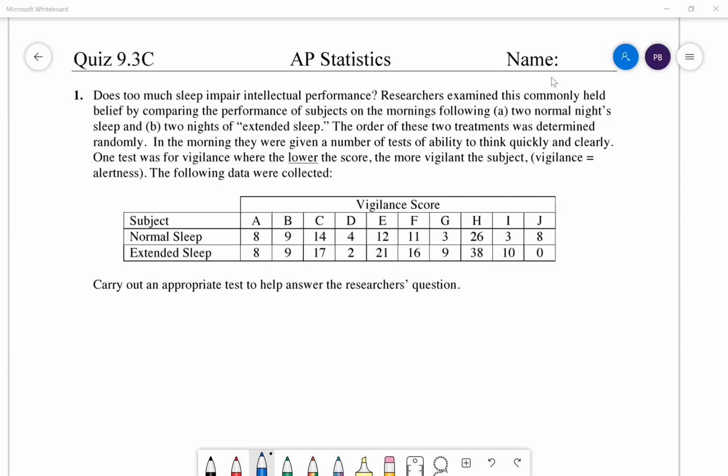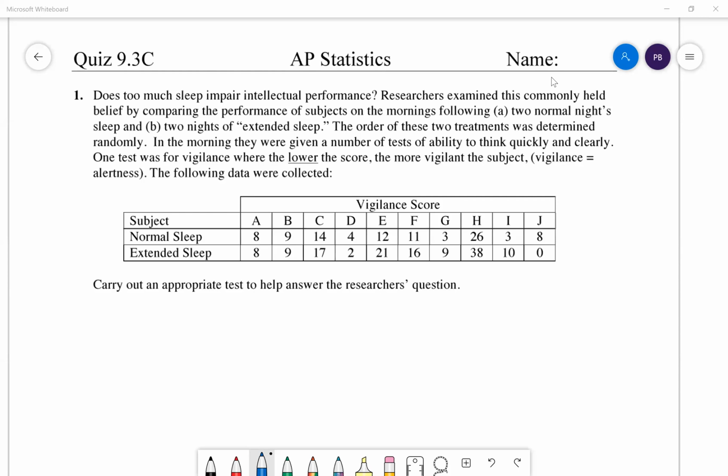So this is an example of a paired t-test, and this problem is on the last page of today's handout, page 6. It says, does too much sleep impair intellectual performance? Researchers examined this commonly held belief by comparing the performance of subjects on the mornings following A, 2 normal nights sleep, and B, 2 nights of extended sleep.